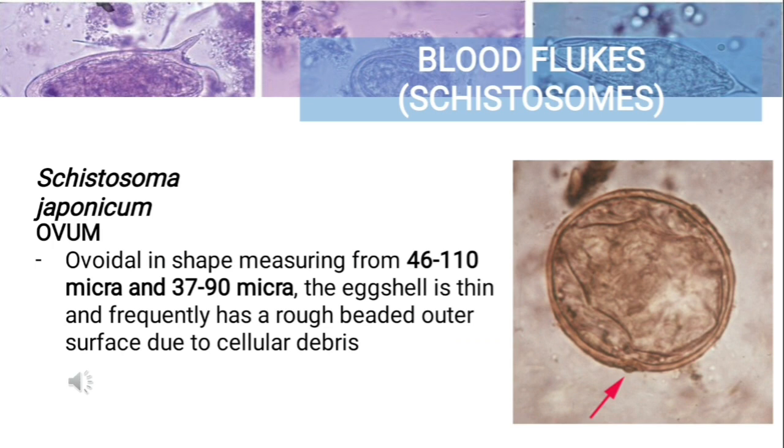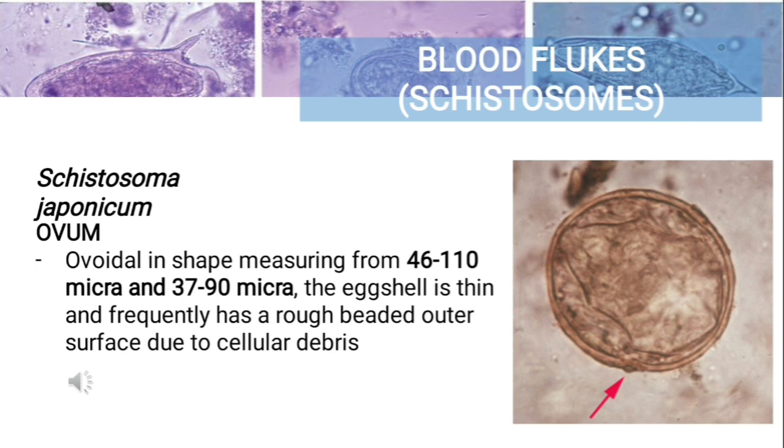It has a thin shell onto which residual tissue or red cells may be adherent. A curved hook or spine, as you can see in the red arrow in our picture, may be observed near one of the polar ends, but only if the egg is properly oriented. On the side near one end is a depression from which extends a small spine.